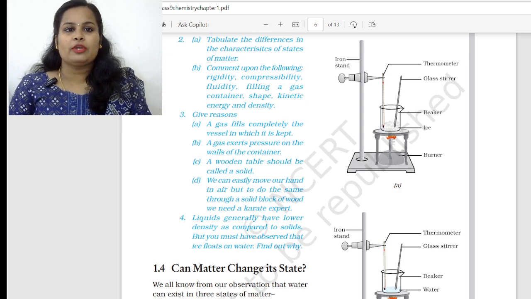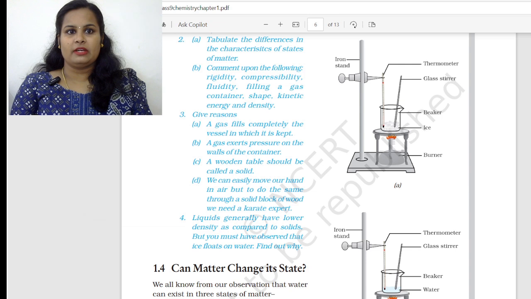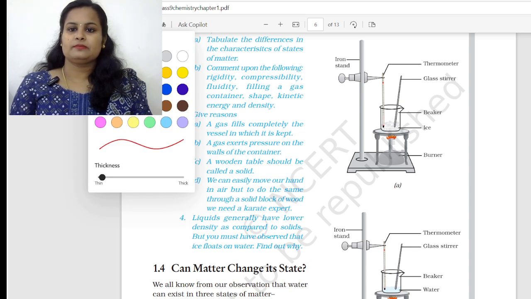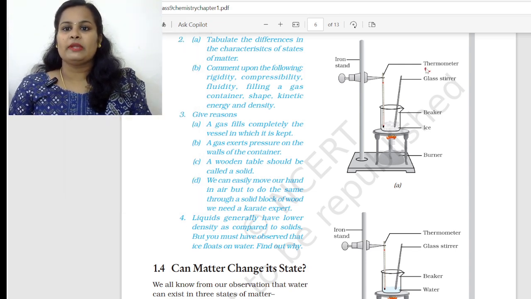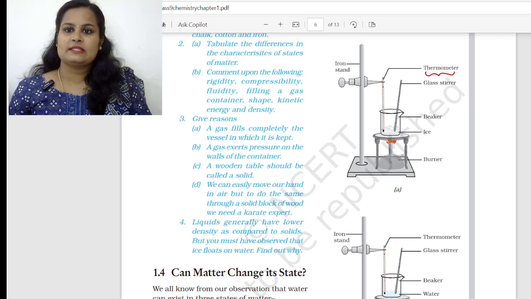So let's have a quick recall. They have fitted an iron stand over here. Then we have a thermometer, then a glass stirrer, a beaker, and then we have ice as well. And the thermometer here we have fitted in order to measure the temperature in between. So let's check this activity.